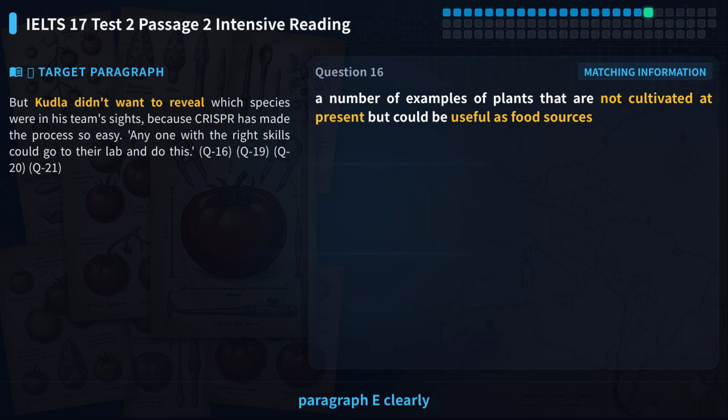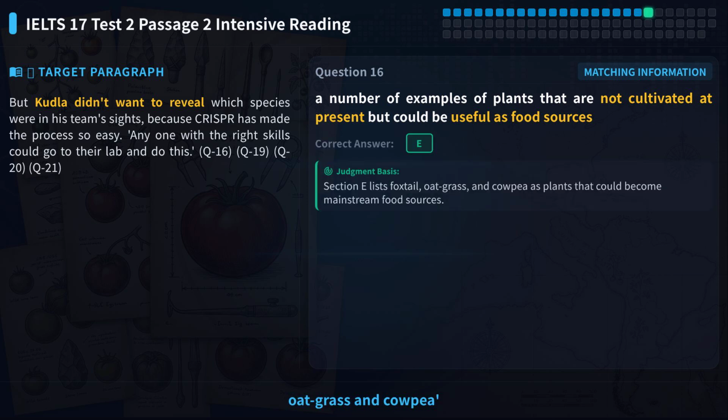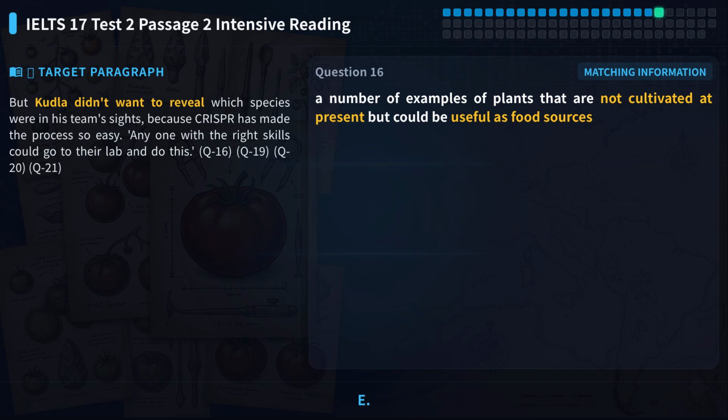Scanning the passage, paragraph E clearly mentions foxtail, oatgrass, and cowpea as plants that could become mainstream. These are exactly the examples we need. So the answer to question 16 is E.